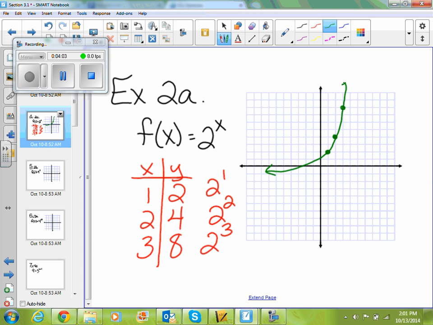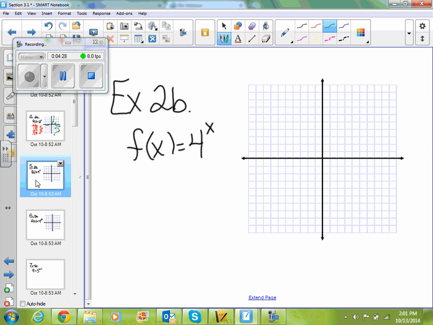So I get a graph that sort of curves up. Okay, and that's what your graphs will look like. They'll either look something like this, or like this, or if they're negative, they'll be the opposite. But they'll always have a curved shape to them no matter what direction they're going.